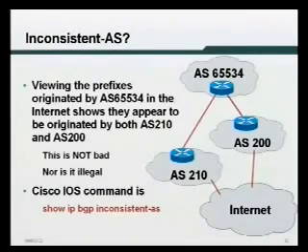You can find out all the prefixes from inconsistent ASs just by the show IOS command, show ip bgp inconsistent-as. The view that I have, from two views, one in Australia and the other in Japan, they both show around about 600 prefixes.